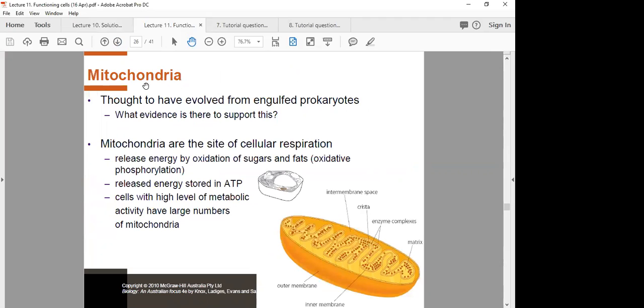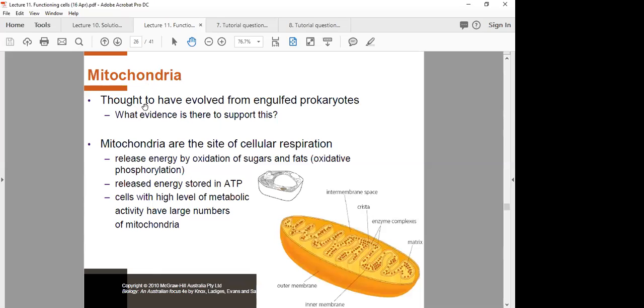Our next organelle, the mitochondria. Mitochondria are referred to as the powerhouse of the cell. This is where energy is extracted from covalent bonds in carbohydrates and covalent bonds in fats, for example, and that energy is converted into useful energy in the form of ATP. So mitochondria are the site of cell respiration.